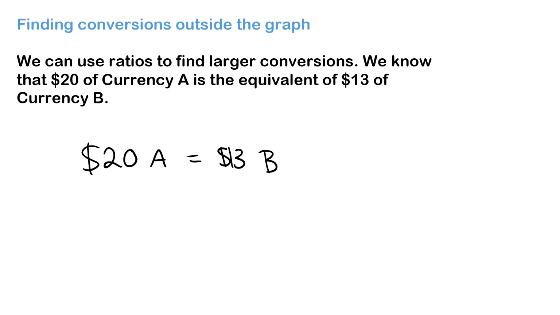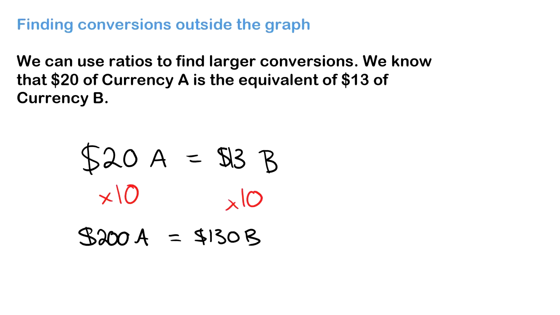Now I can use ratios. What do I need to do? How do I get from $20 to $200? Well, I know I can multiply it by 10. So I'm going to multiply my currency B by 10 as well. What that gets me is $200 of currency A is equivalent to $130 of currency B.